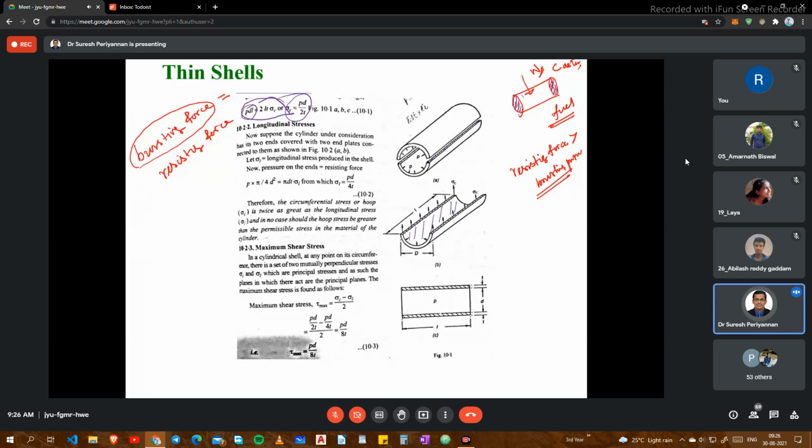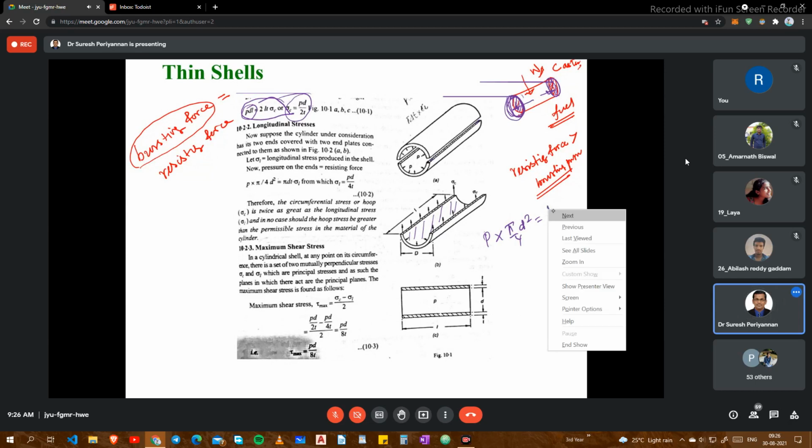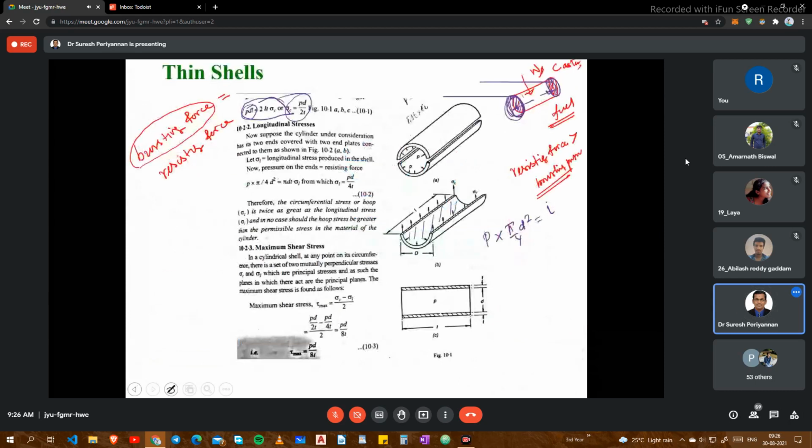Now when we are considering the longitudinal stress, I mean at the end closed plate, the stress is acting with the pressure, the fluid pressure is acting here. Now what is this dimension? This is a circular cross section. Then P into pi by 4 D squared is equal to the resisting force developed by the material here. Thickness of the closed cap, I'm considering T. Thickness of the closed cap is T.